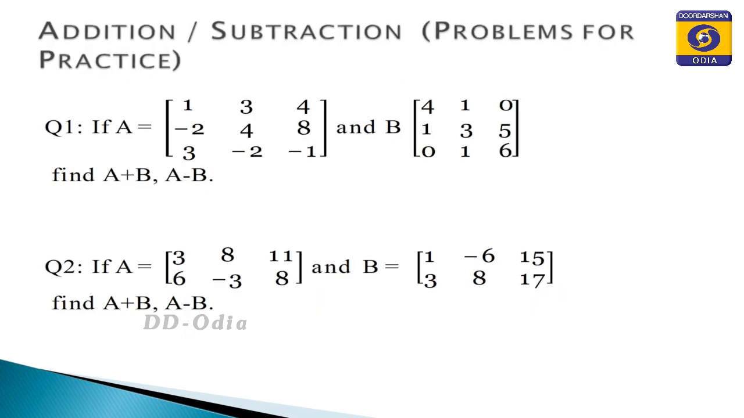Similarly, subtraction of two matrices. If A is a 3 cross 3 matrix and B is a 3 cross 3 matrix, find A plus B and A minus B. This is the home task for you. We can find the subtraction and addition of the two matrices. Question number 2: if A is a matrix of order 2 cross 3 and B is a matrix of order 2 cross 3, then we can easily find A plus B and A minus B.